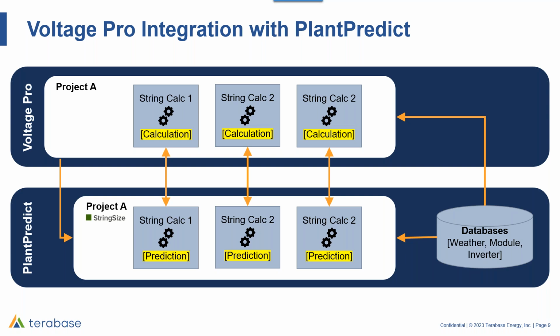Voltage Pro receives that information from PlantPredict and applies additional post-processing and safety factors, and is what allows us to generate the string sizing reports. If you want to see the underlying open circuit data for each time step, you can access this within the PlantPredict prediction. This is saved within the DC Fields nodal data and can be downloaded in Excel. It's also worth noting that the databases within PlantPredict, the module, inverter, and weather databases are also accessible within Voltage Pro. So these are not two separate databases. These are all referenced to the PlantPredict database.